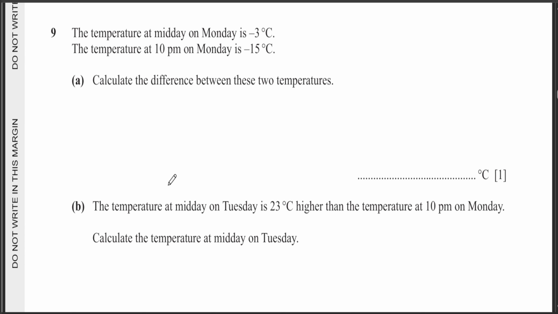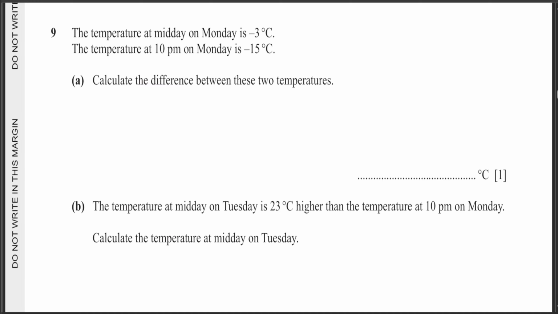Now, the temperature at midday on Monday is -3 degrees Celsius. The temperature at 10 p.m. on Monday is -15 degrees Celsius. Calculate the difference between these two temperatures.